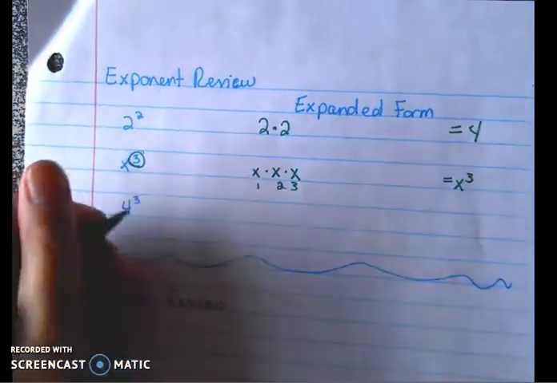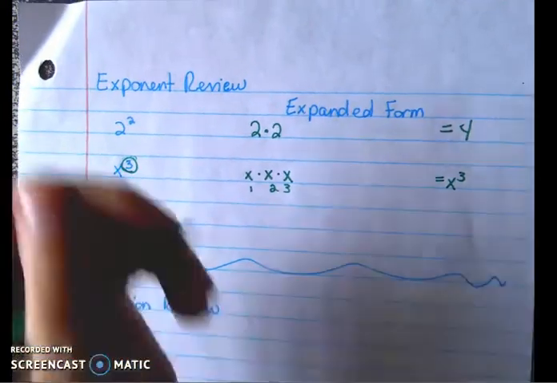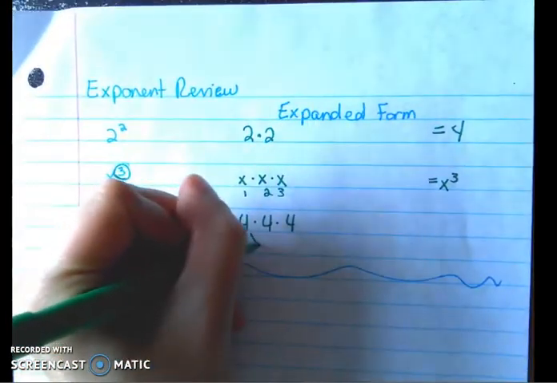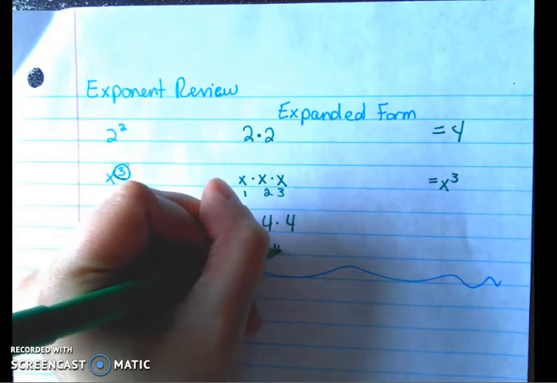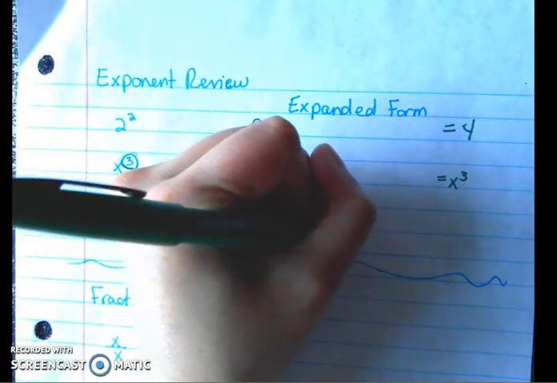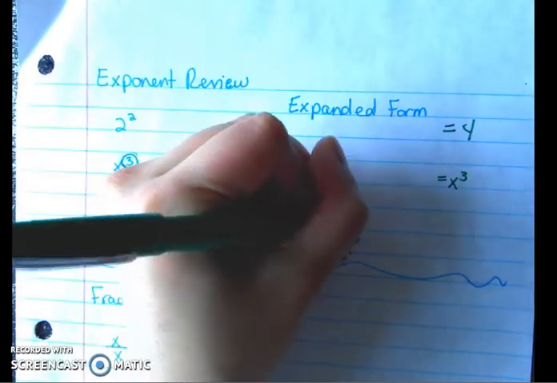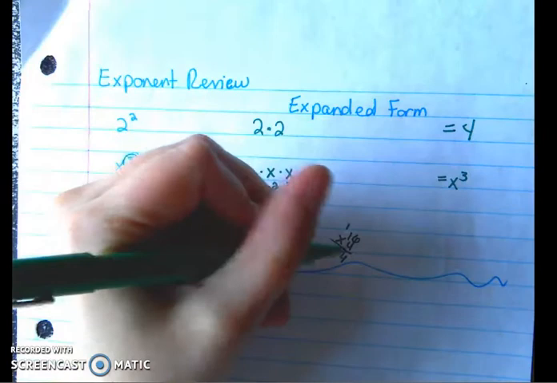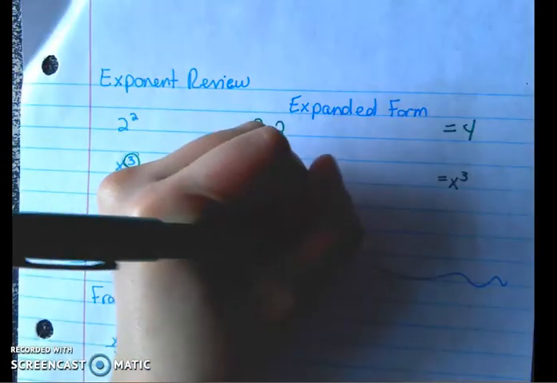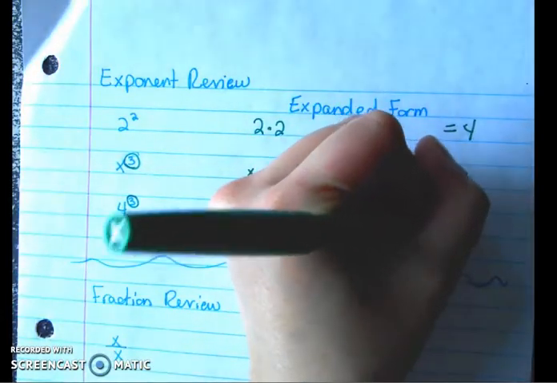Let's look at 4 cubed. 4 cubed happens 3 times, so it's going to be 4 times 4 times 4. Well, 4 times 4 is 16 times 4. If you don't know it off the top of your head, you can plug it in, or you can just do it the hard way. 16 times 4, whoops, 64. Okay, so that would equal 64.